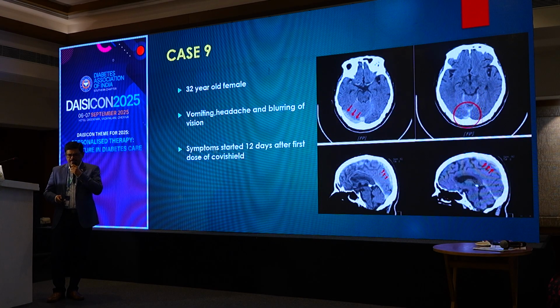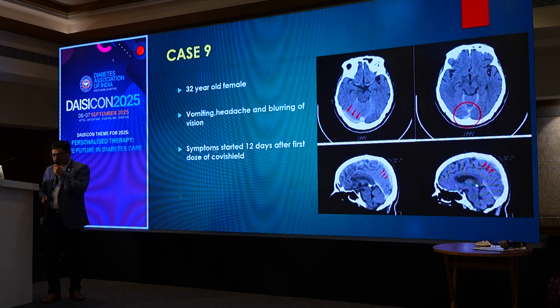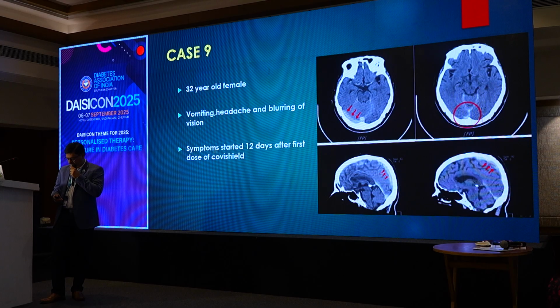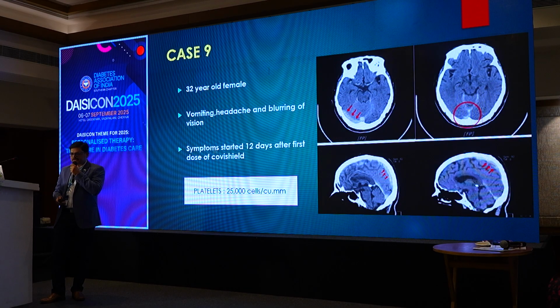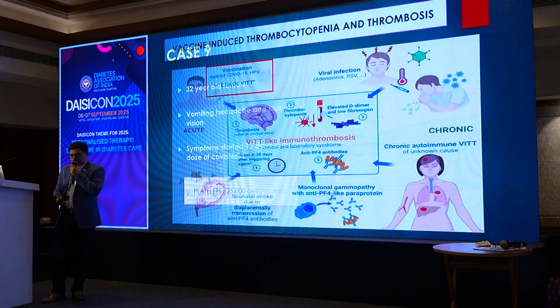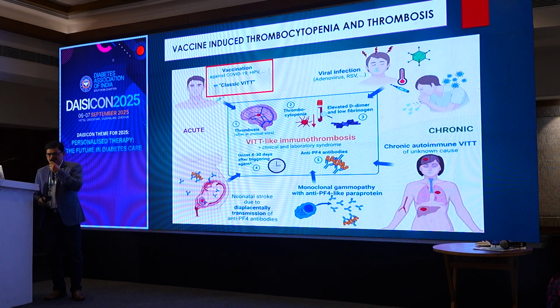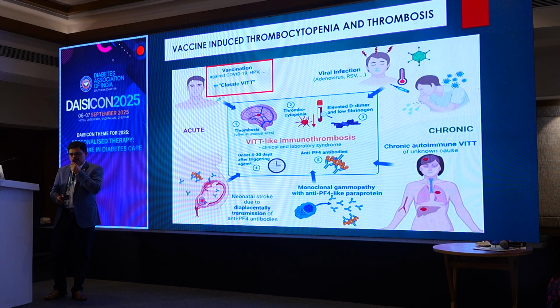So this is another case regarding the vaccine-induced complications. This is a 32-year-old female presented with vomiting, headache, blurring of vision. Symptoms started 12 days after the first dose of Covishield. This is the picture of CT brain, which shows intracranial hemorrhage. What is the diagnosis? And her platelets are only 25,000 cells per cubic millimeter. Yes, this is called vaccine-induced thrombocytopenia and thrombosis.